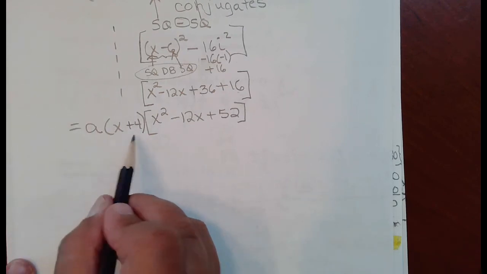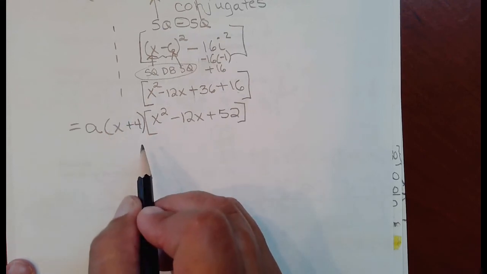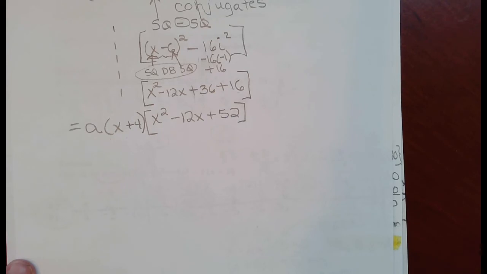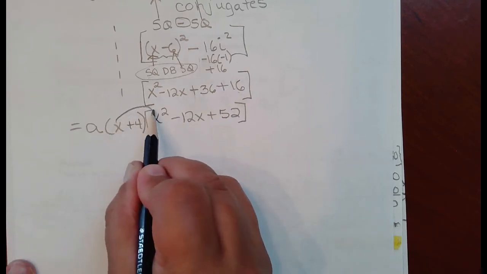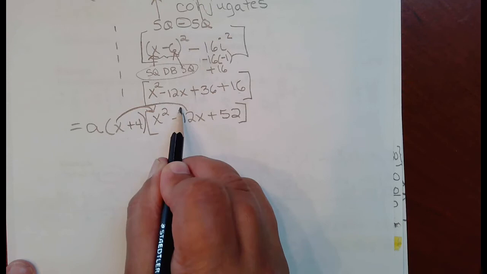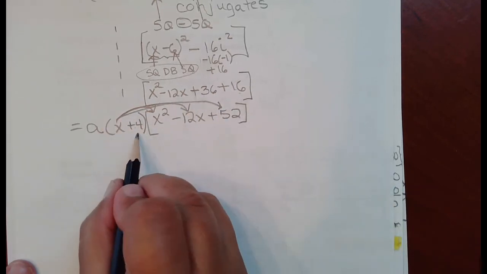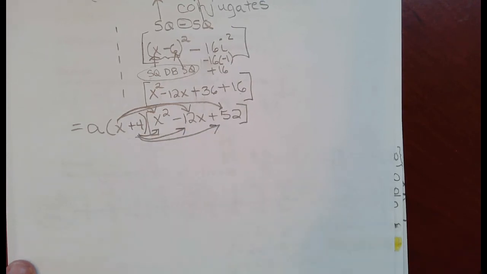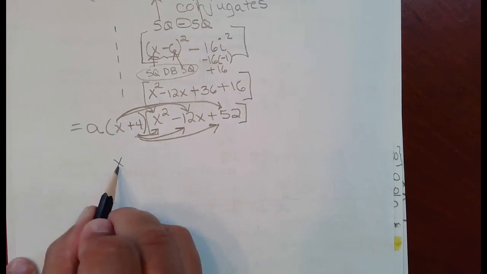I need to multiply all of this, x plus 4, times all of this. So there is no shortcut. You're going to have to just do straight on traditional FOILing. It is extended FOILing because you're doing 2 terms times 3 terms. So it's going to be x times x squared, x times negative 12x, and x times 52. That'll be 3 products. Then it's 4 times x squared, 4 times negative 12x, and 4 times 52. So instead of the typical 4 products, you're going to get 6.